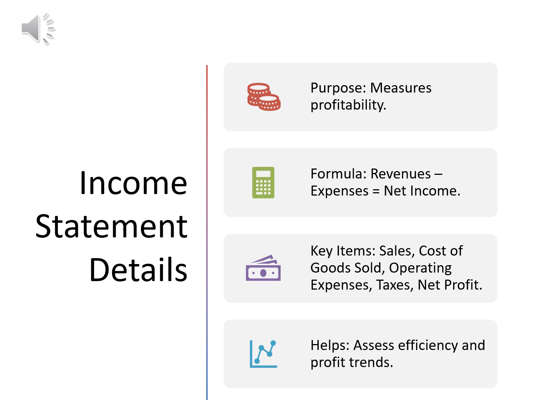The income statement measures a company's profitability. It's based on a simple formula: revenues minus expenses equals net income. It highlights key items like sales, cost of goods sold, operating expenses, taxes, and net profit. This statement helps us assess how efficiently the company is operating and track profit trends over time.